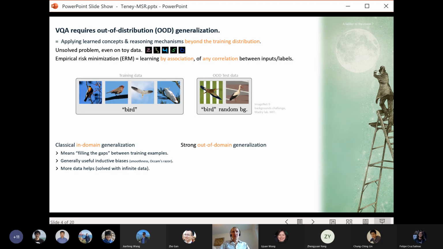But the out-of-domain generalization is different. So here we need to distinguish which features are robust ones and which features are just spuriously correlated with the labels. So in our examples of the birds, we could say that the shape of the bird is maybe a robust feature, whereas the background is spurious.